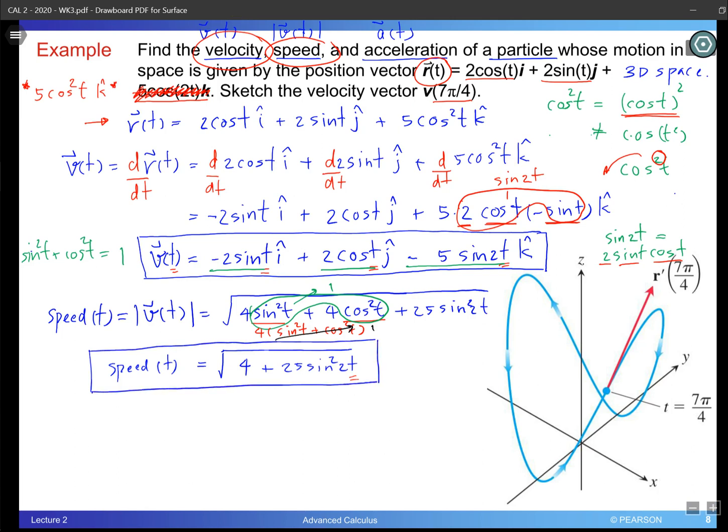Okay, now let's move to the next one, which is the acceleration vector. We know that acceleration is the rate of change of the velocity, so we have to differentiate v one time in order to get a. Here we want the acceleration vector a of t, and we know it's the rate of change of v, so we are supposed to differentiate v with respect to time.